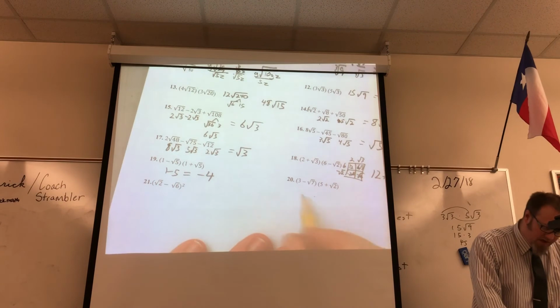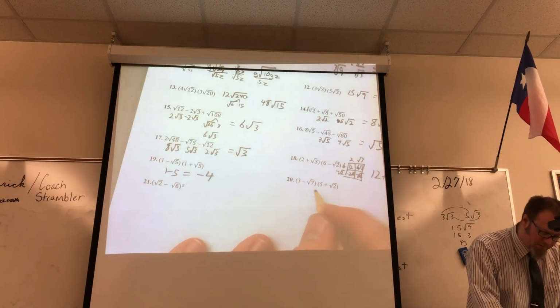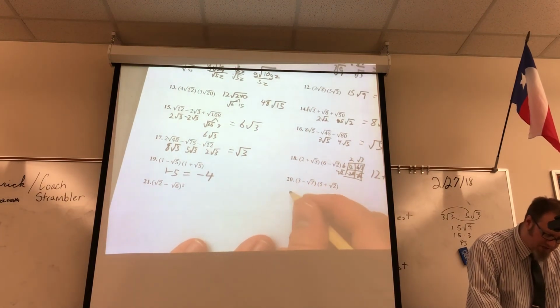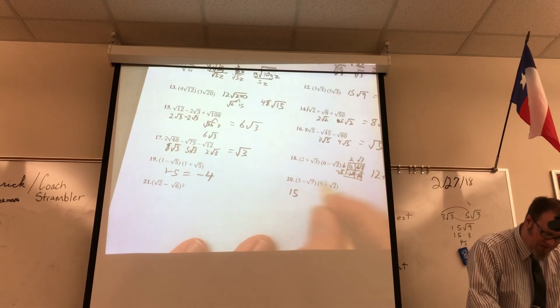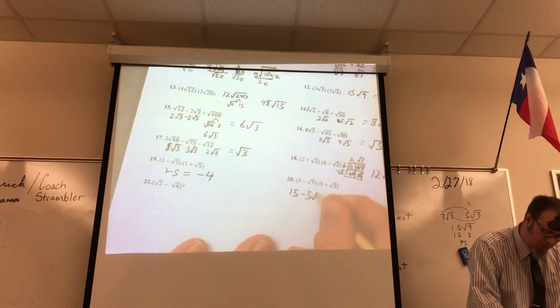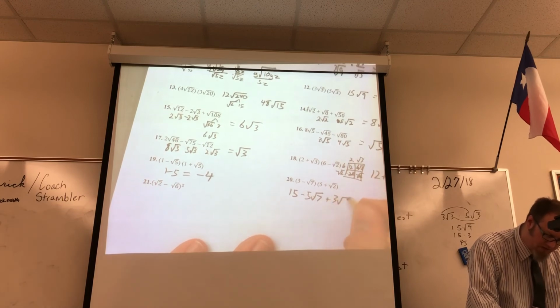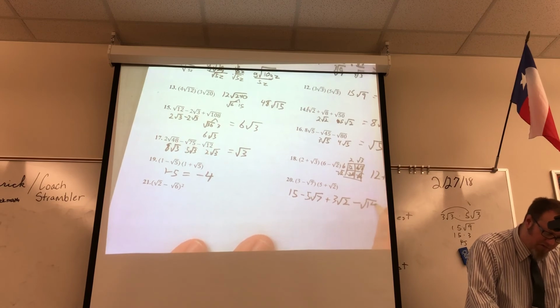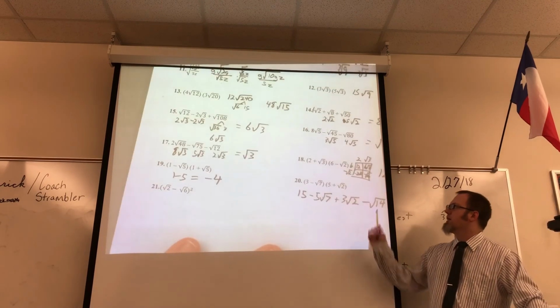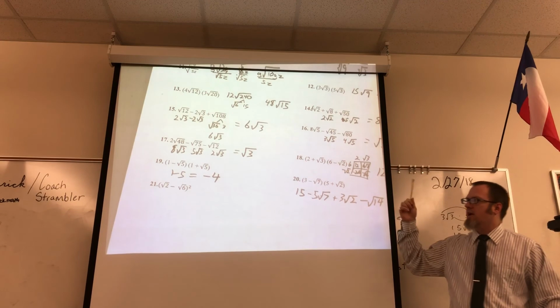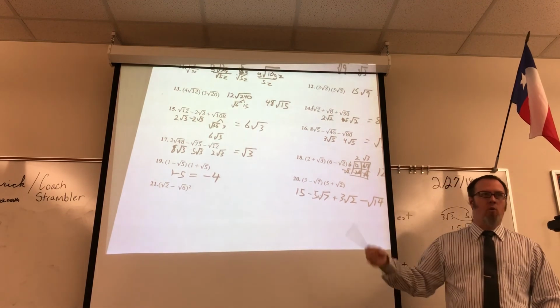On this one, it's going to end up the same as the one above it. 3 times 5 is going to give me 15. 5 times the negative square root of 7 is minus 5 square root of 7. 3 times square root of 2 is plus 3 square root of 2. And then square root of 7 and square root of 2 means it's minus the square root of 14. Nothing I can do there. There's no like terms. I can't reduce anything. It's not going to work.